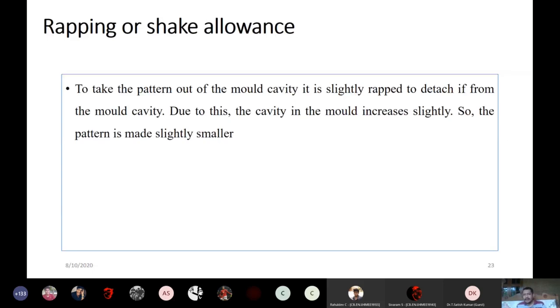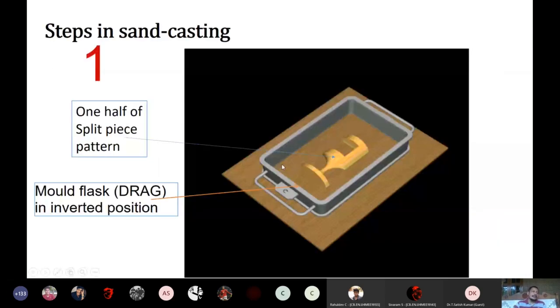So when you are hammering towards the side, don't think that I'm using any metallic hammers, only wooden mallets will be used. So slightly the size will increase. That increase in the size I have to take into account, and a smaller size I have to reduce as wrapping or shake allowance when I am going for casting or for the sand molding process. So these are some of the pattern allowances which you can normally see in any kind of sand molding process.